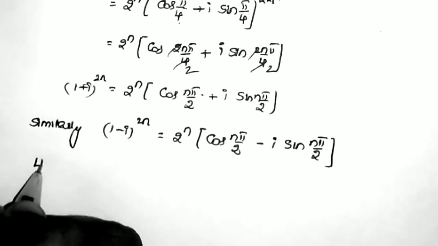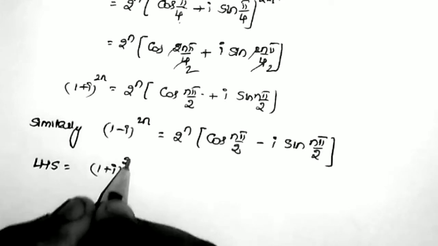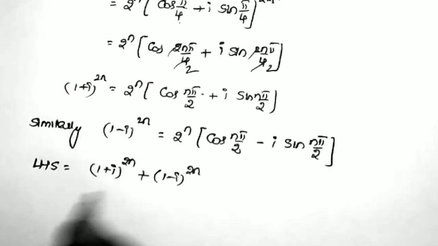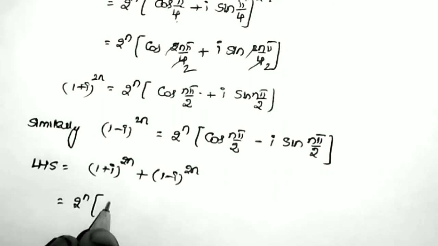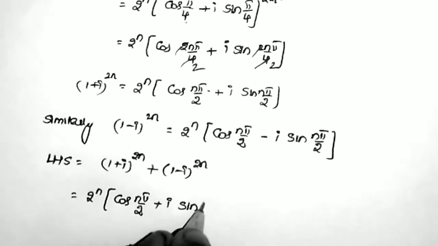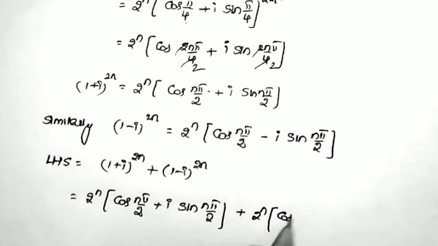Now writing the LHS and replacing these two values. Therefore, LHS is equal to (1 + i)^2n plus (1 − i)^2n. What is the (1 + i)^2n value? 2 power n into cos n pi by 2 plus i sin n pi by 2. So this is the value of the first term. And what is (1 − i) whole power 2n? That is equal to 2 power n into cos n pi by 2 minus i sin n pi by 2.